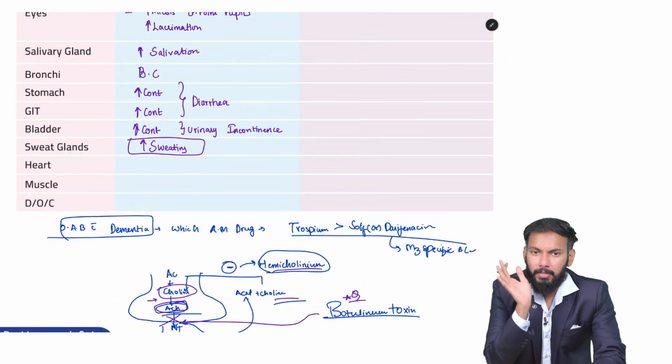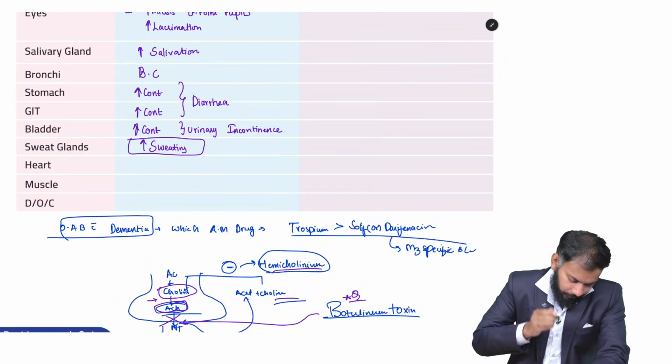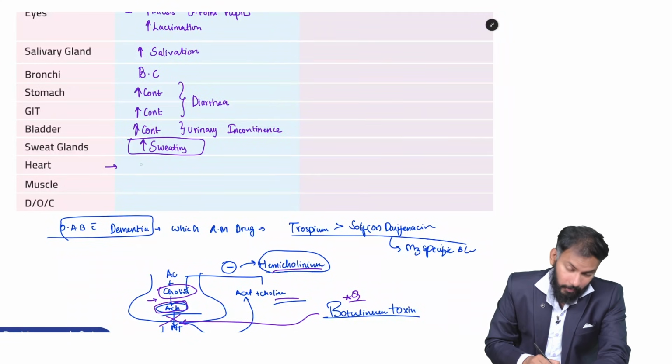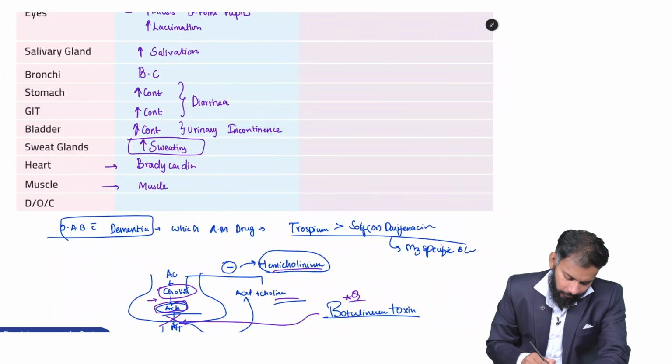Sweating, you'll understand in the sympathetic nervous system why there is sweating. Now, about the heart, what will it cause? It is decreasing the heart rate, so it will cause bradycardia. Muscle, it will cause muscle weakness. What is the drug of choice in all of this?